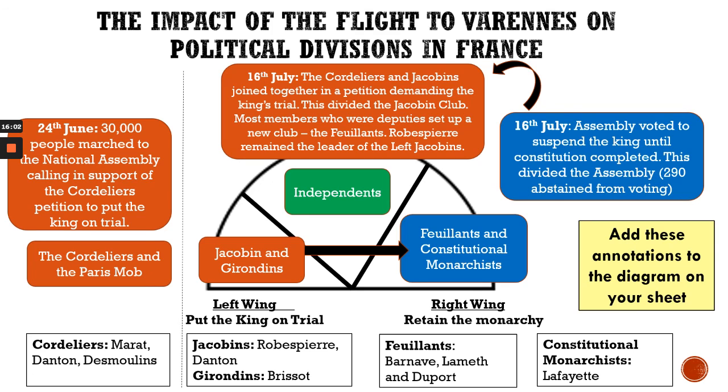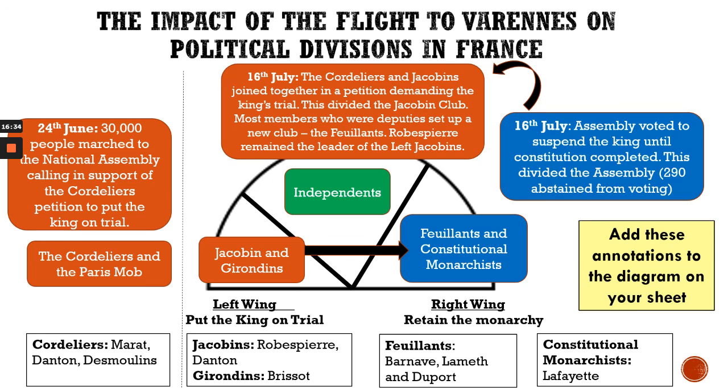So in response to the fact that they've decided to suspend the king until they can put him on trial, but they haven't decided to put him on trial, the Cordeliers and the Jacobins joined together in a petition demanding his trial. Okay, and this alignment with the Cordeliers amongst the Jacobins is what creates another schism.